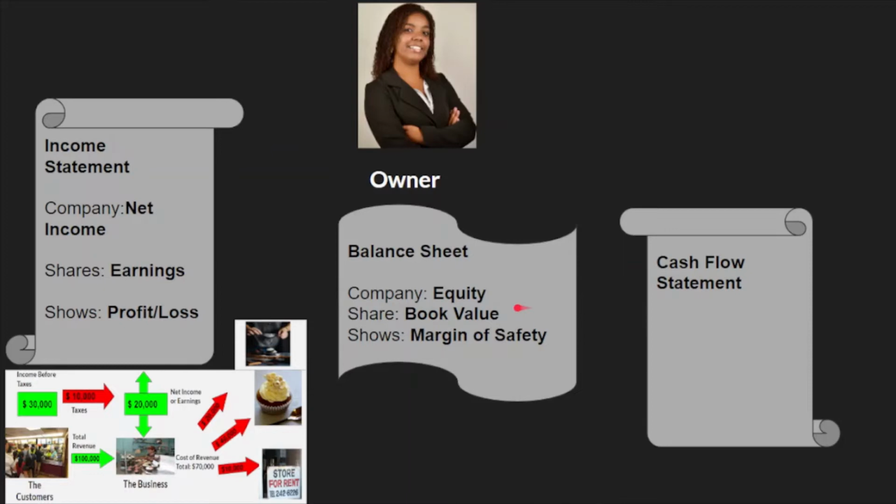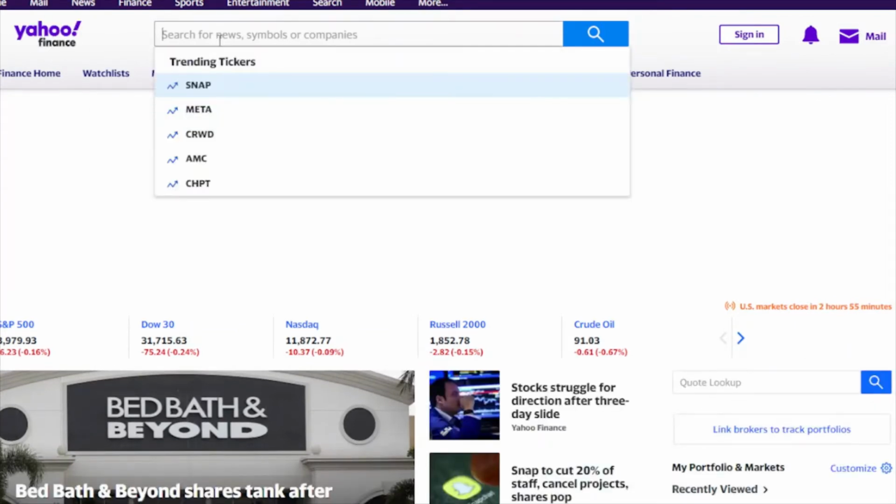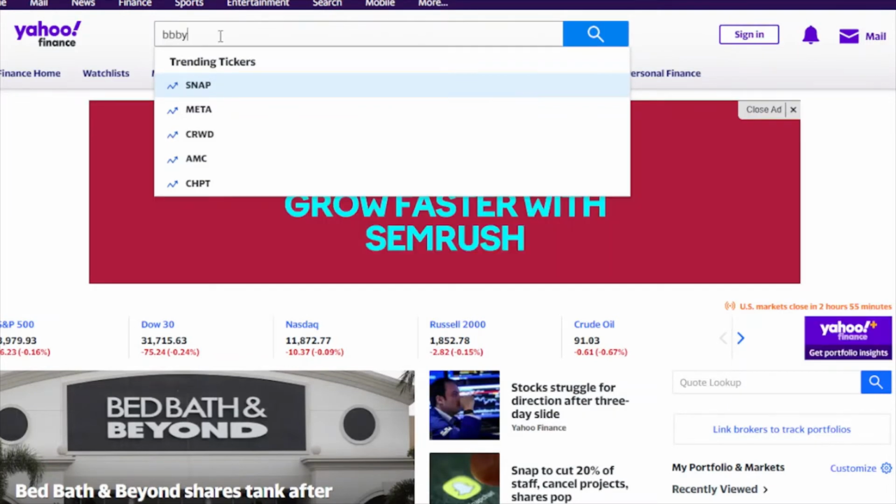All right. Now I'm going to take you over to Yahoo Finance real quick, and we're going to show you that all companies have these 3 sheets, and you can find them yourself on any company that you want. You just go over to Yahoo Finance, and we're going to look up Bed Bath & Beyond real quick so I can show you how this goes.